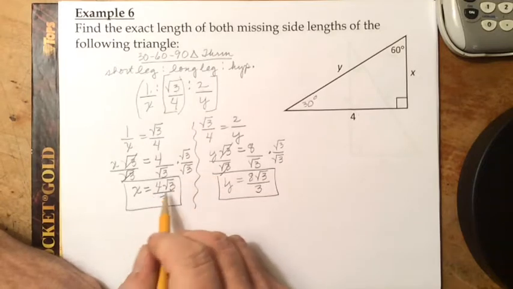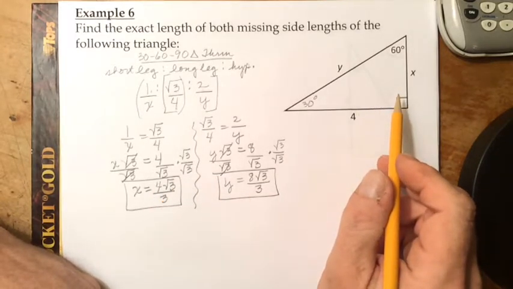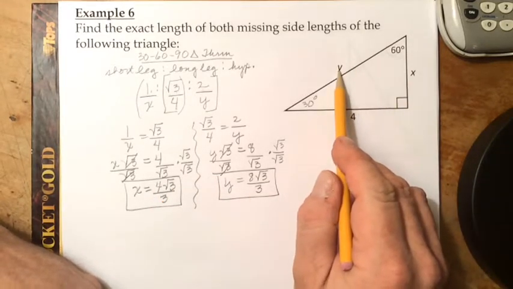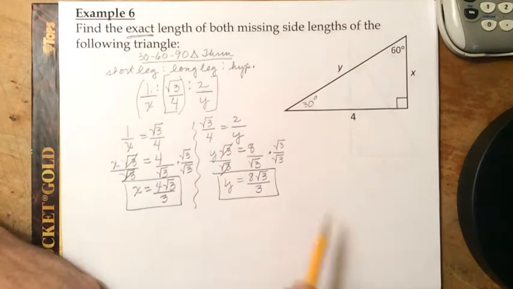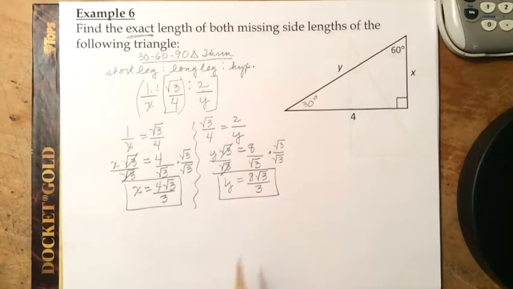So x is 4 times the square root of 3 over 3, and y, the hypotenuse, is 8 root 3 divided by 3. These are exact lengths. These are not approximations.